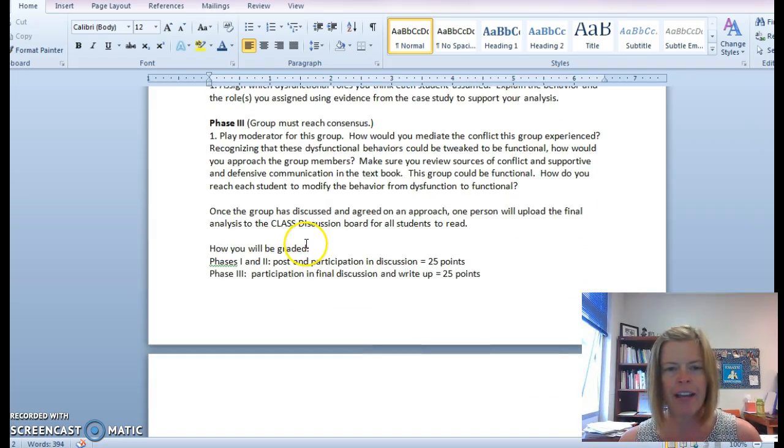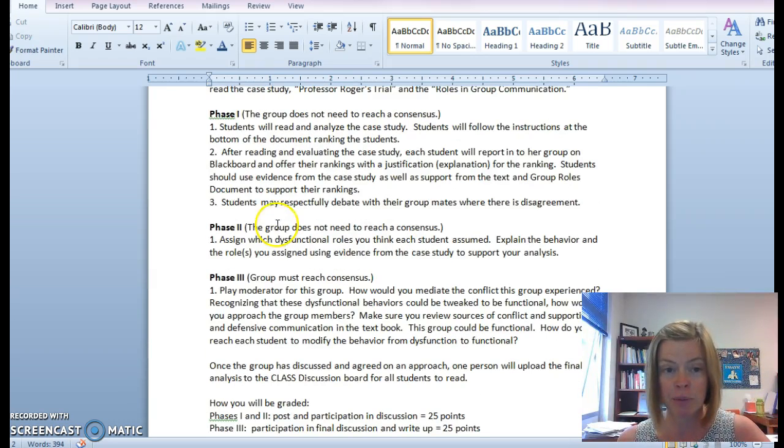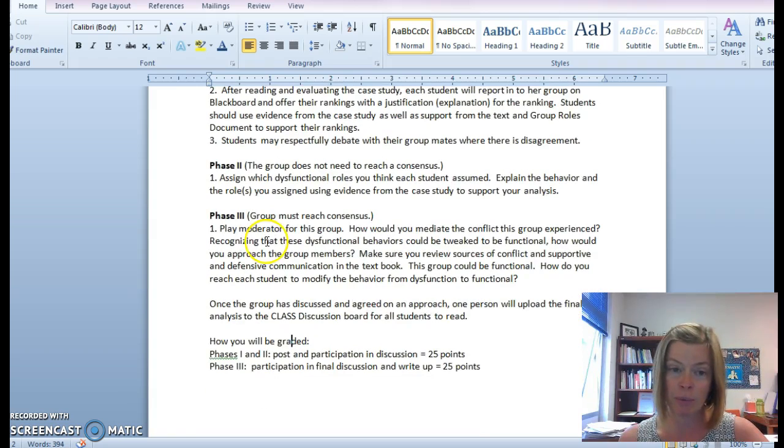All right, phase 3. Now the group must reach consensus. You guys are going to work together on approaches for moderating this group conflict. Okay, so just to recap what you've done up to this point, you've individually assigned roles and identified who's most responsible. You've used evidence from the case, so now everyone thoroughly understands the behavior of these people.